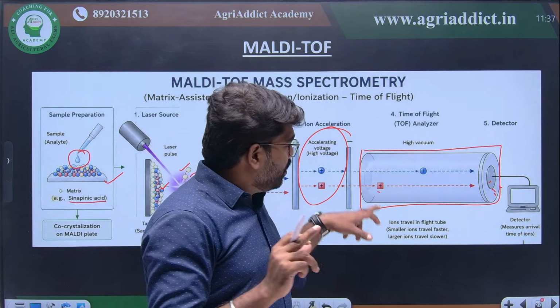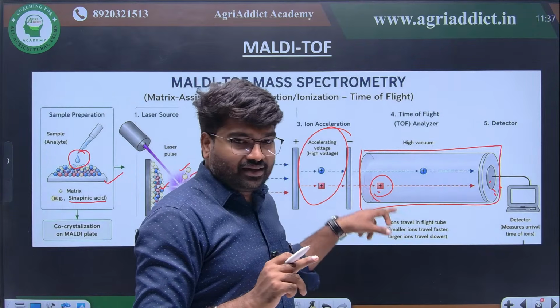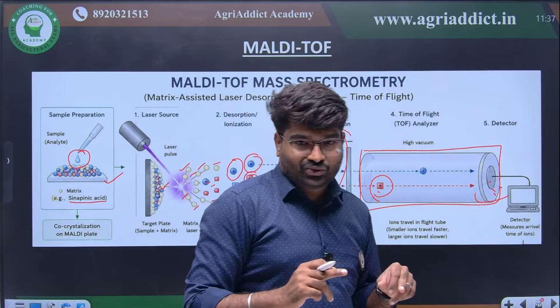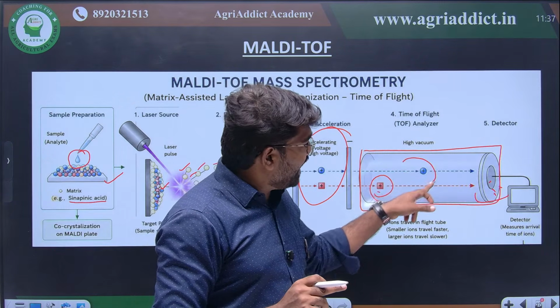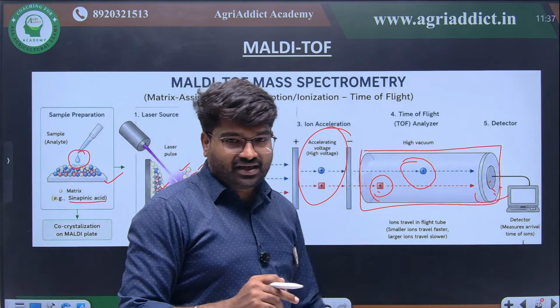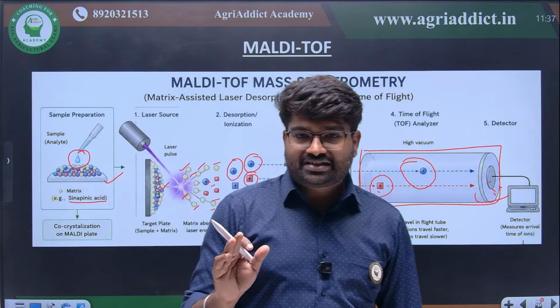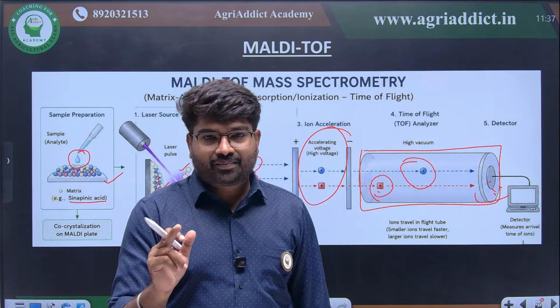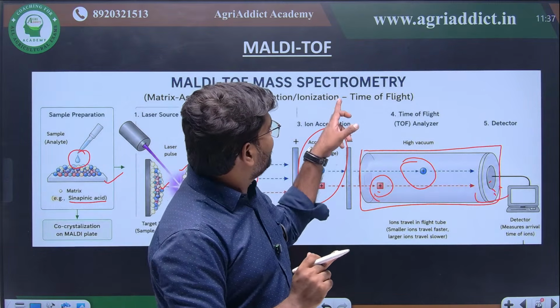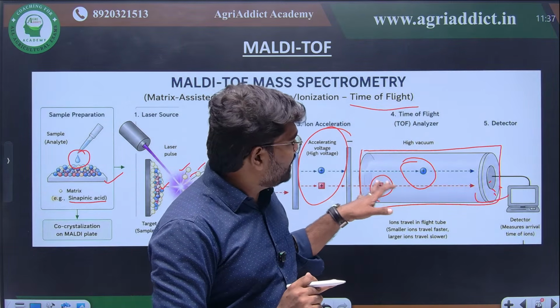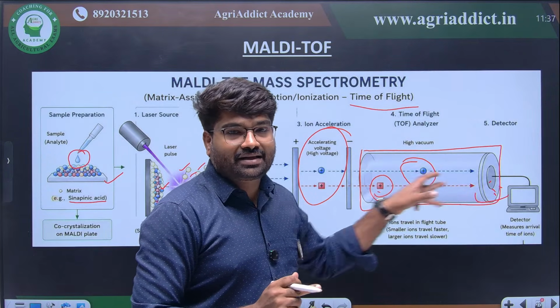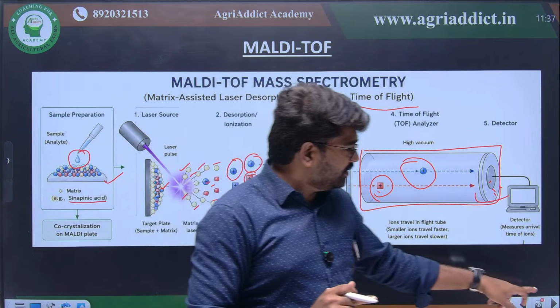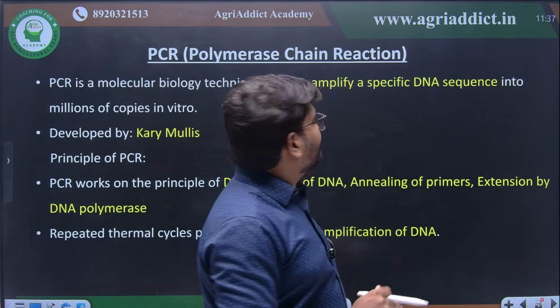So a molecule with lesser weight will reach the detector soon, and a molecule with high weight will reach the detector last. This is the principle. Based on mass to charge ratio, the molecules will be determined in MALDI TOF. That's why we say time of flight: the time taken by an analyte or molecule to reach the detector. Clear? I hope this is clear for everyone.